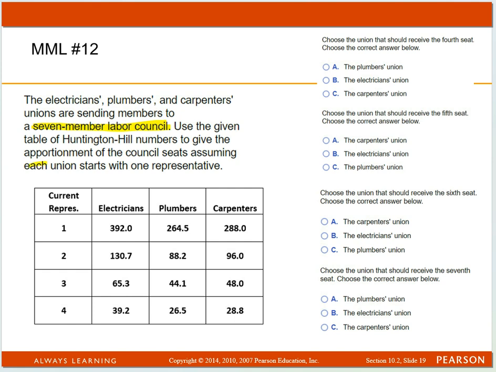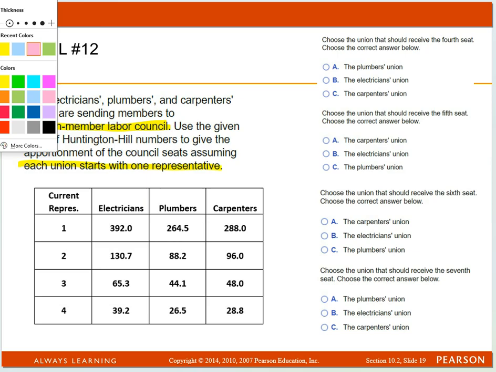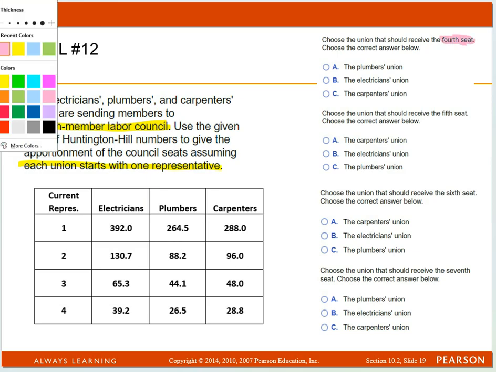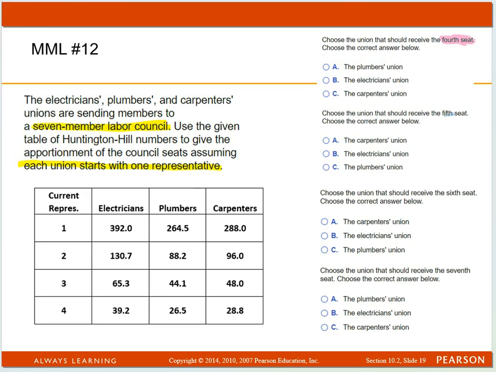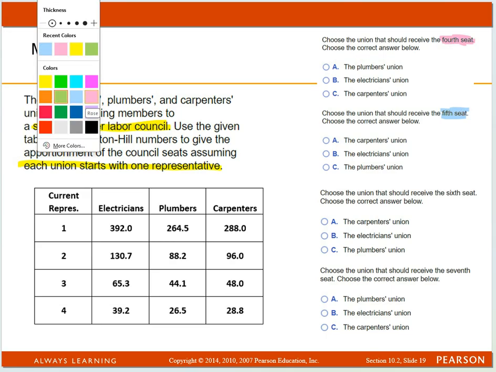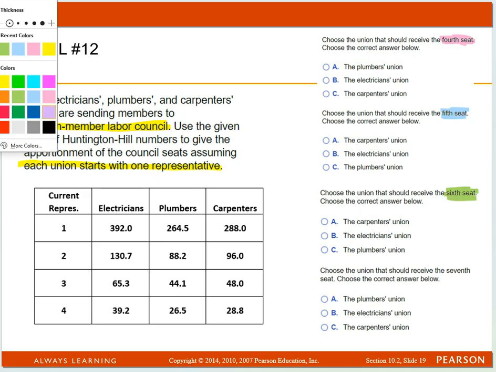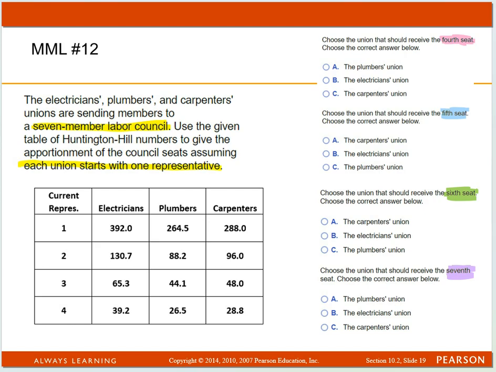Use a given table of these numbers to give the apportionment of the council seats, assuming each union starts with 1 representative. So that means the first 3 seats are already assigned. So that means when you come over here, it says, okay, who gets the 4th seat? And then they ask you who gets the 5th seat. And then the 6th seat. And then the 7th seat.